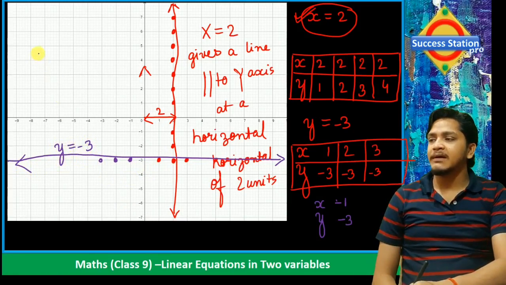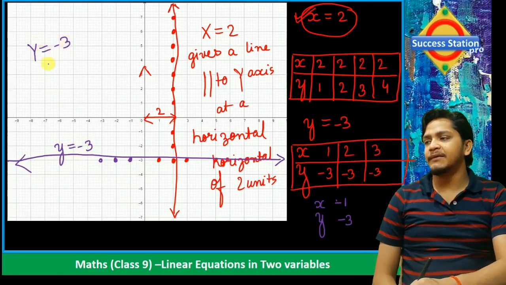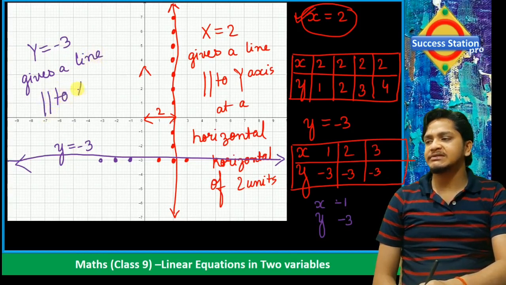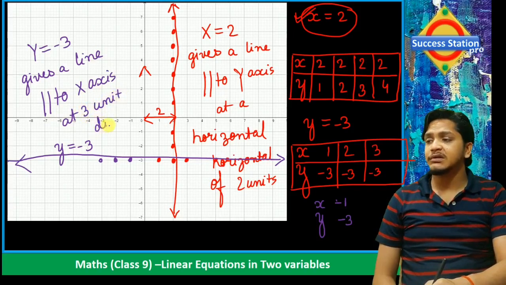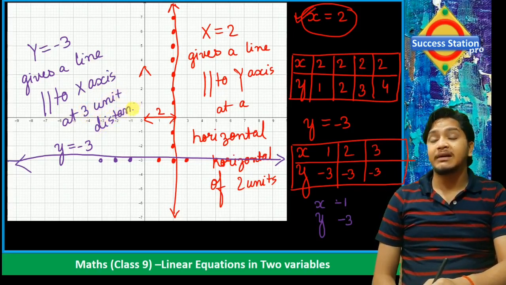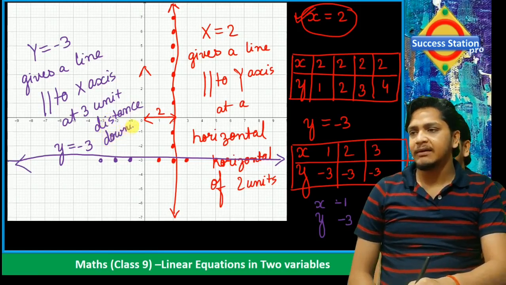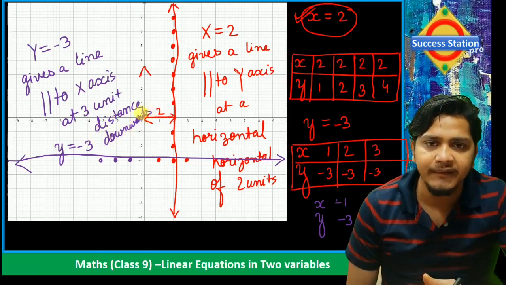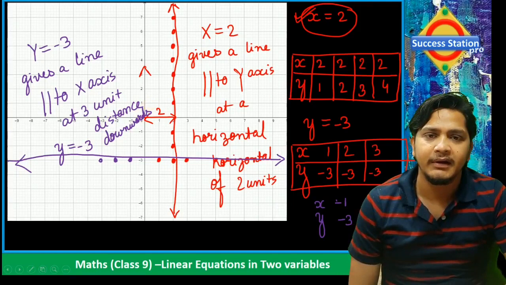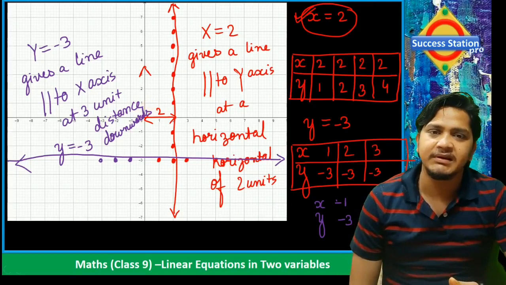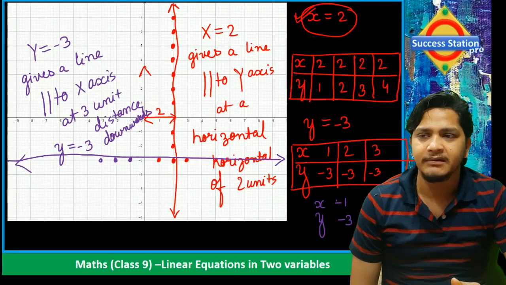Right? So again, y equal to minus 3 gives a line parallel to the x-axis at 3 units distance, but because it is minus 3, downwards. If it would have been plus 3, then at 3 units distance, but upwards. Are you getting clear? So this is how we plot graphs and this is how we do it. Clear? But this is the thing, nothing else in this chapter. This is how you have to do it.